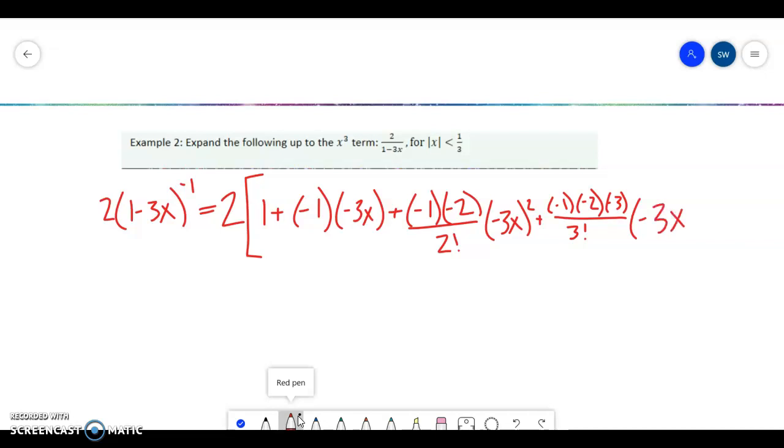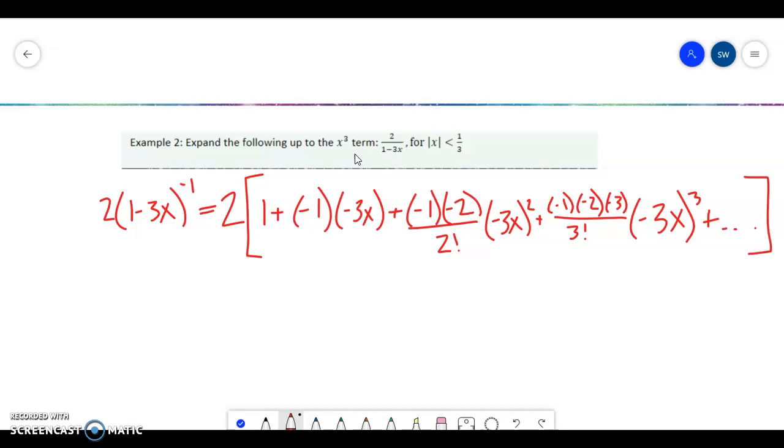Negative 3x cubed. So, then we expand that big ugly guy. I mean, shouldn't say expand. We're going to just simplify this big ugly guy. Remember, technically, that has an infinite number of terms, but we only care up to the x cubed term for this problem.